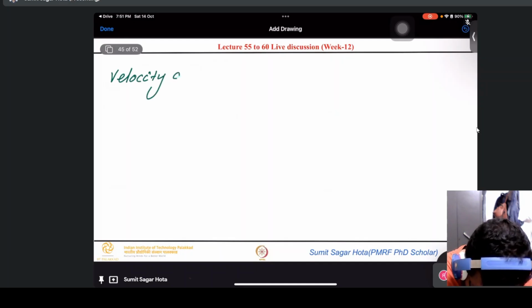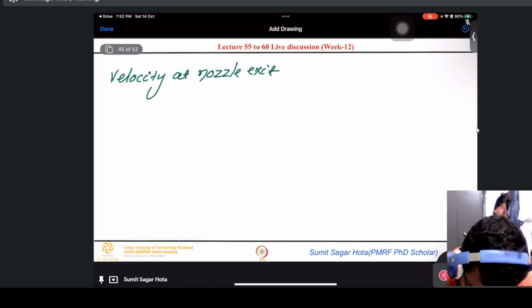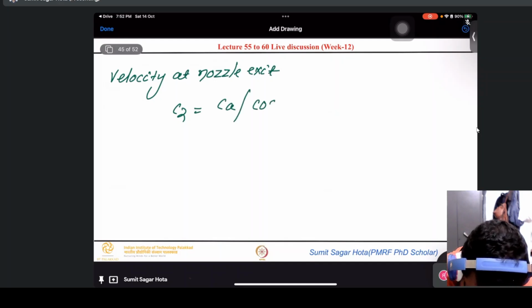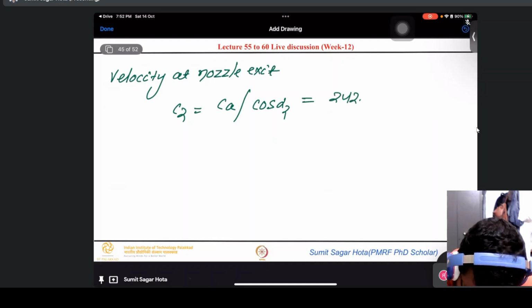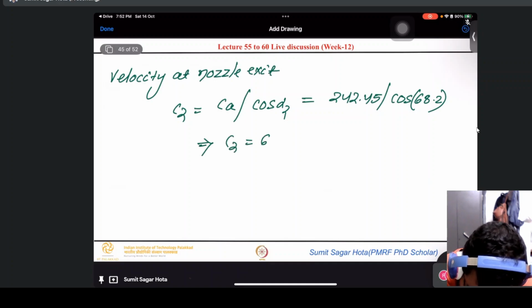Velocity at nozzle exit. C2 equal to Ca by cos alpha, equal to 0.45 by cos. If you solve it, you get C2 as 652.86 meter per second.